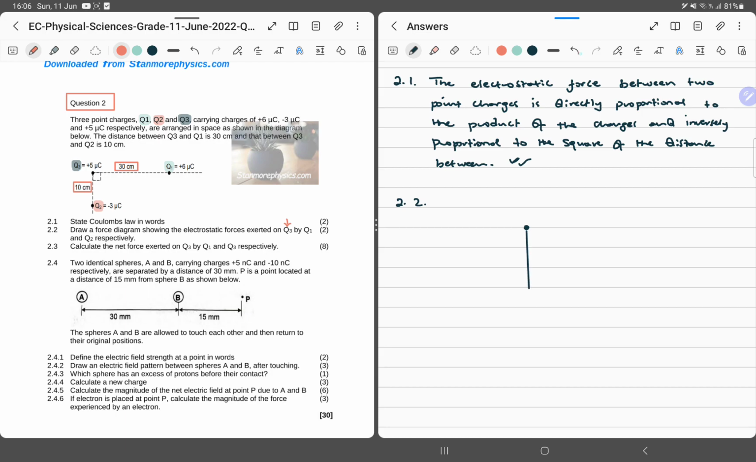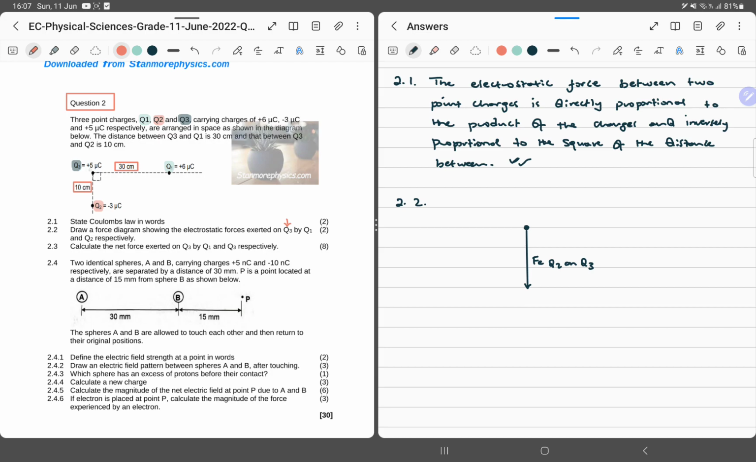Is it vertical? It looks slanted. Sometimes my orientation is not, oops. So anyway, that is the force that we're going to get. What is this force? This is the electrostatic force by Q2 on Q3. Okay, that's how we can label that.